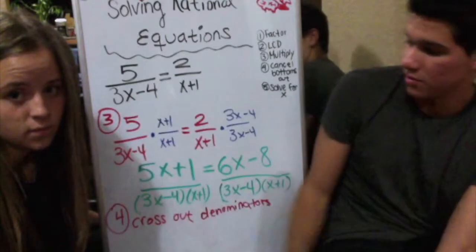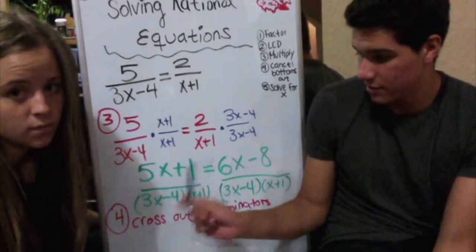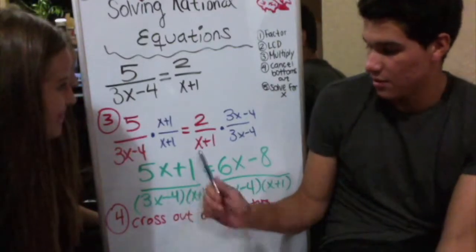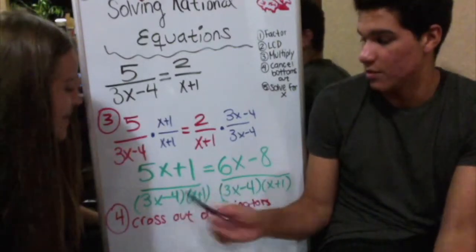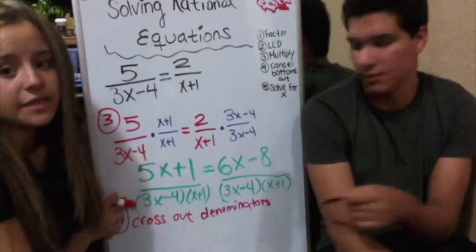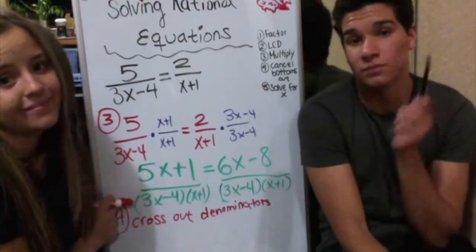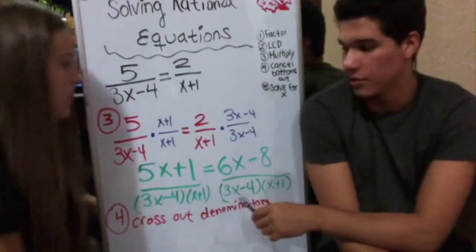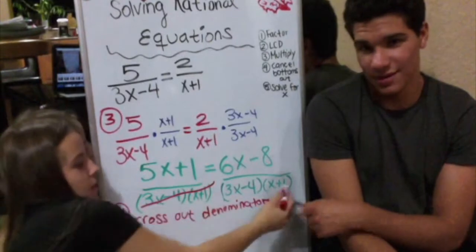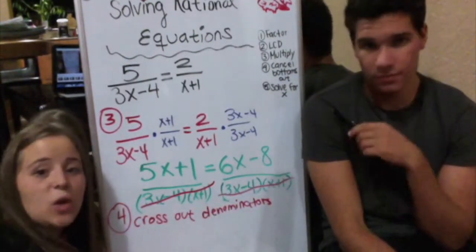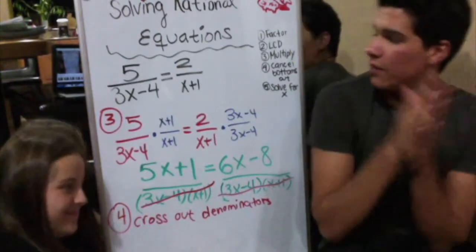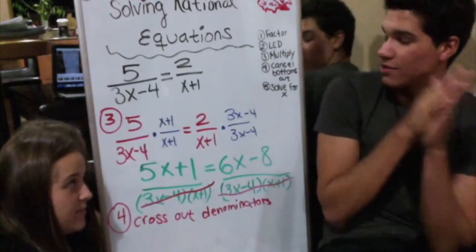And then you'll get 3x minus 4 in parentheses, and then open another parentheses, x plus 1. And this is the LCD. So your goal is to get the LCD as your denominator. So you can set them equal to each other and then eventually cross them out, which is your plan. As so. And then you cross out your denominators, right? And then you solve for x.